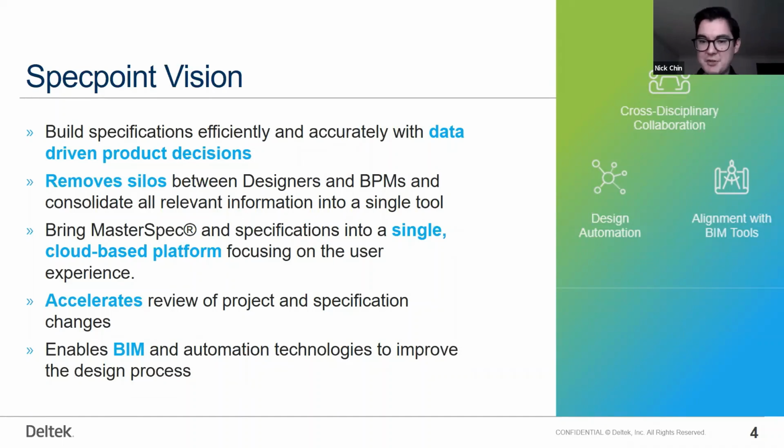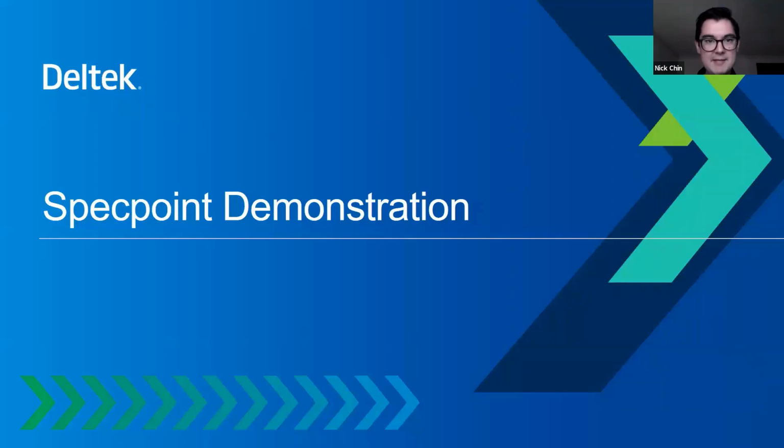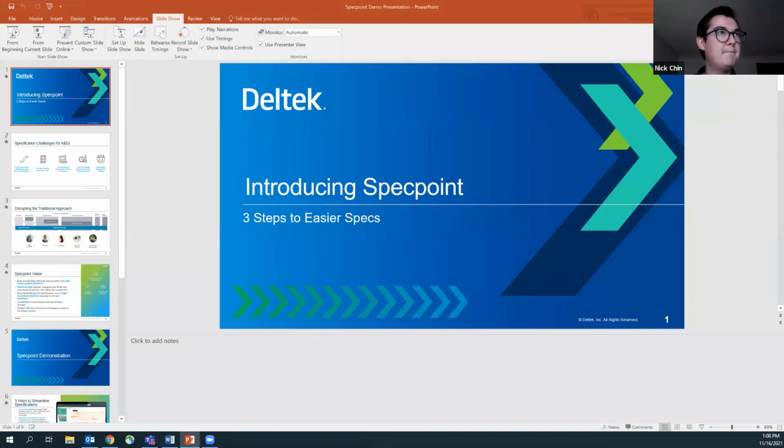A modern specification tool needs to align with BIM tools. We understand that there is a great uptake and requirement for BIM in modern projects, yet the misalignment between the non-graphic and graphic information, we're finding, is stifling meaningful integration. So with that being said, and now that the stage is set, I'm going to transition to our demonstration of SpecPoint.